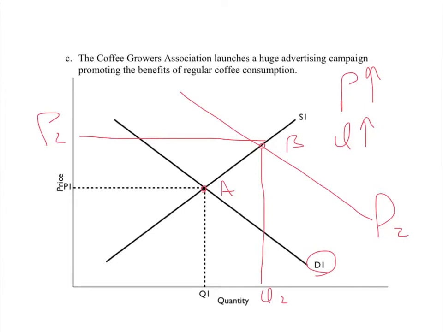You'll notice that when the demand curve shifts, price and quantity follow in the same direction. An increase in demand raises price and quantity. A decrease in demand will lower price and quantity.